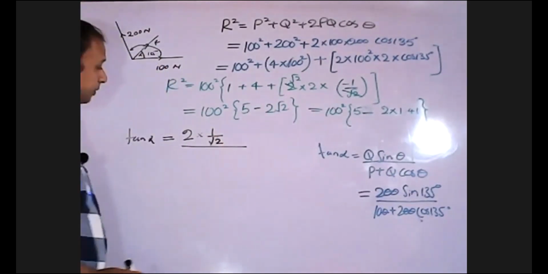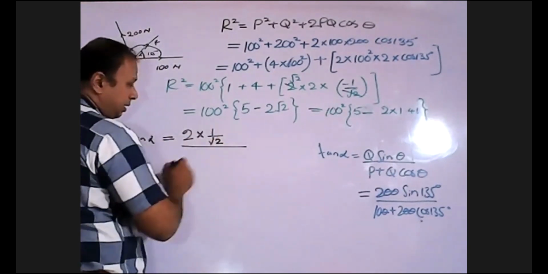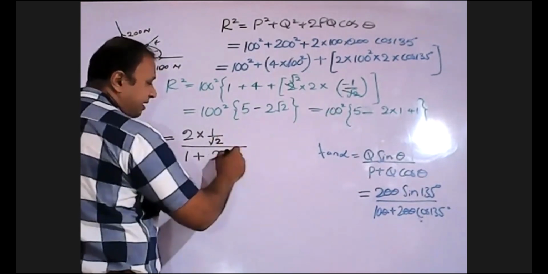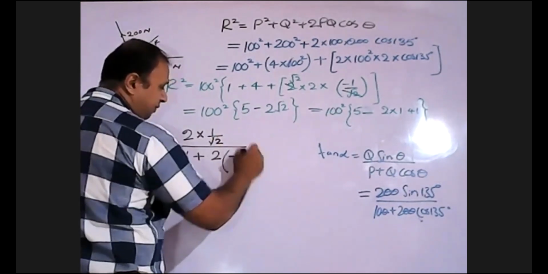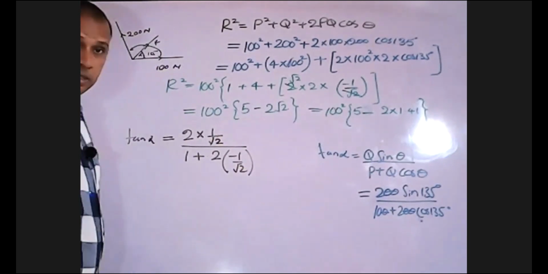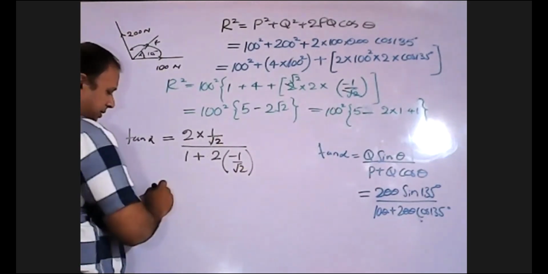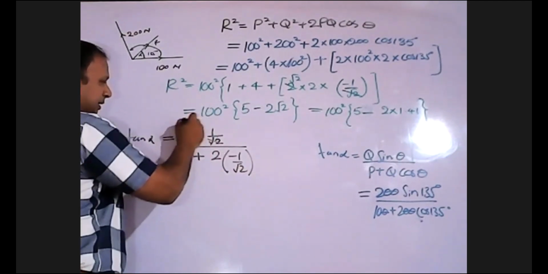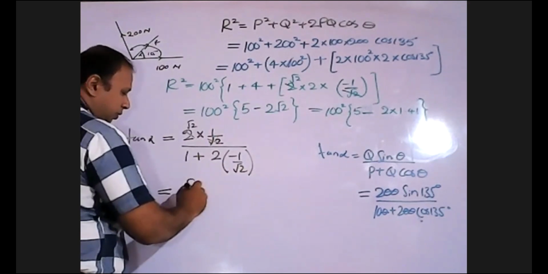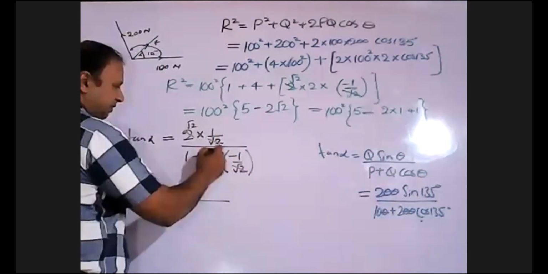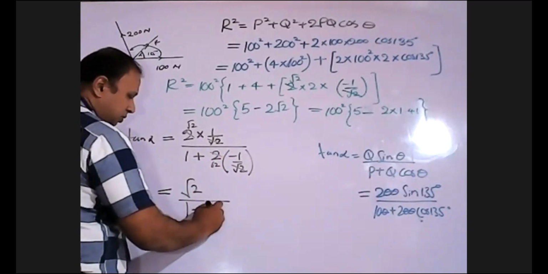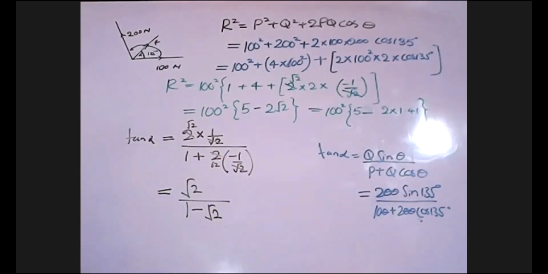1 over root 2. Then 1 plus 2 times minus 1 over root 2, because it is equal to minus cos 35. So this one will be cancelled out. It is root 2 over, this one will be root 2, 1 minus root 2.